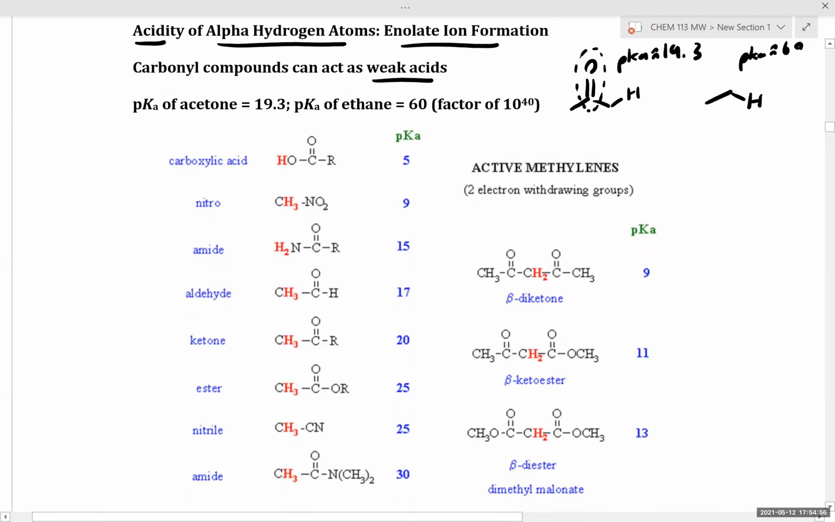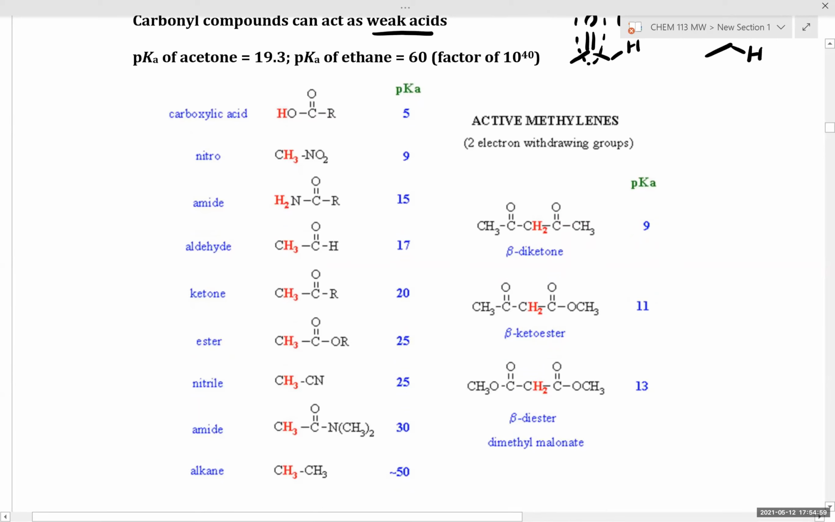Now, what we notice and what we prepared here is a table of pKa values. There are a few important things to appreciate from this table. First, I'd like you to note for carboxylic acids and amides that if there is a free acidic proton on your carboxylic acid or amide, those protons can be removed preferentially by bases. You're not going to deprotonate the alpha position. Instead, you're going to deprotonate your oxygen or nitrogen atom because that proton is more acidic.